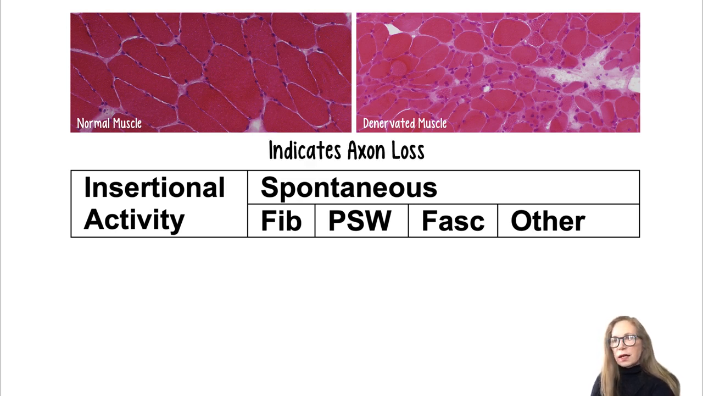And what you'll look at is insertional activity. That is when you put the needle in the muscle and you see a response, or whether or not there's spontaneous activity of fibrillations or positive sharp waves. Now, the question we have always is, if we're going to do a nerve repair or a nerve transfer, are the muscle, the motor end plates still receptive?